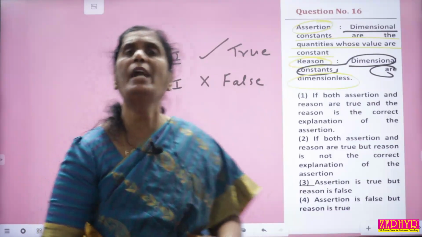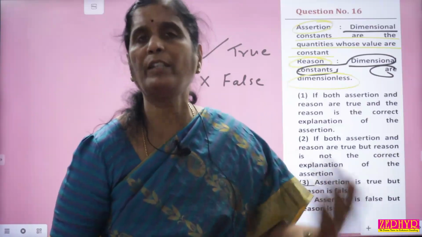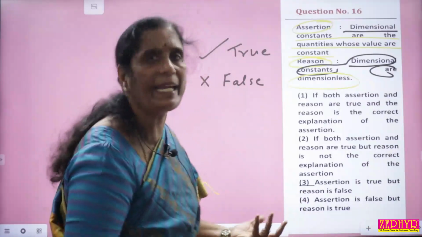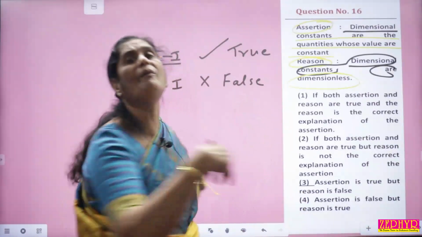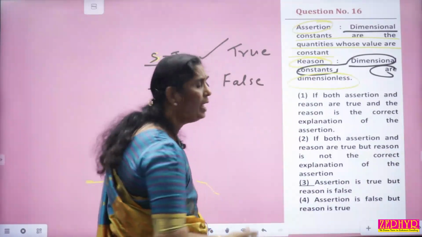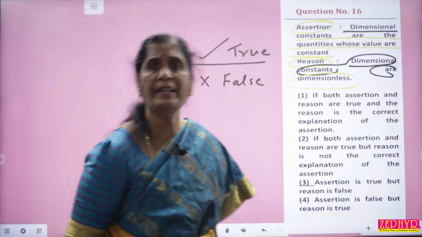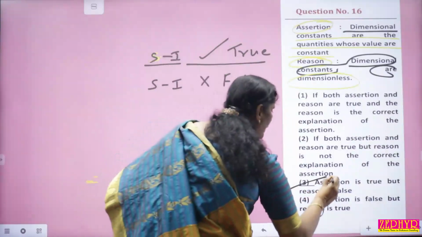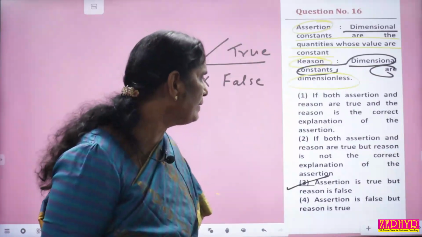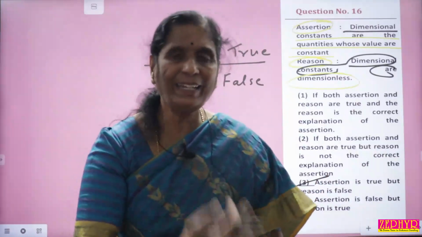If both are true, then only check whether the reason, the second statement, is the correct reason for the first statement. If one is true and the other is false, no need to check. So if both are true, then only we have to check whether the second statement is the correct reason for the first. But here no need to check. So the answer is the option where the assertion is correct, but the reason is wrong. I will go directly to see that the assertion is true but the reason is wrong. That's all. I don't want to discuss more than that. If both are correct, then I will discuss whether the reason is correct or not.